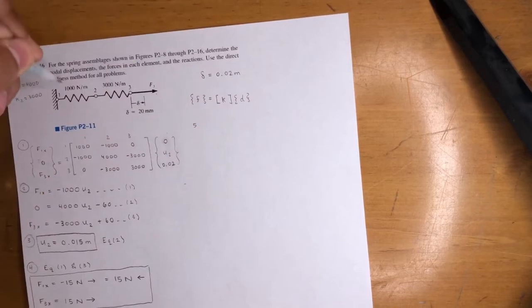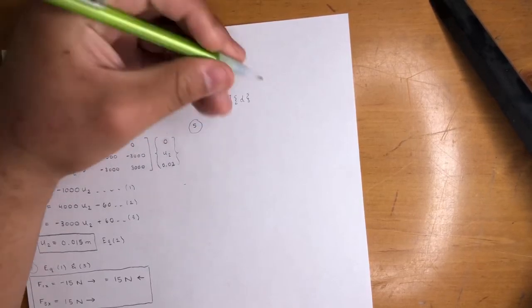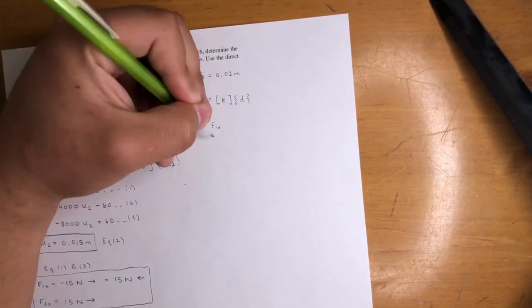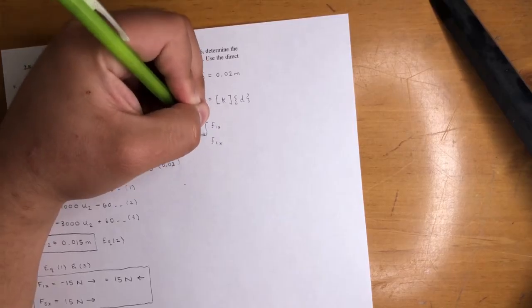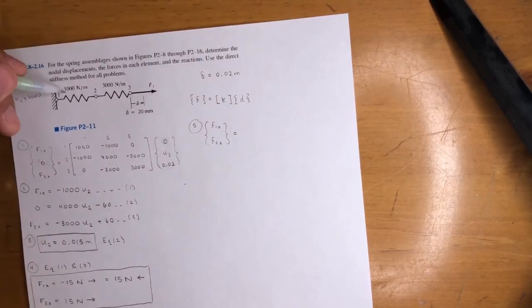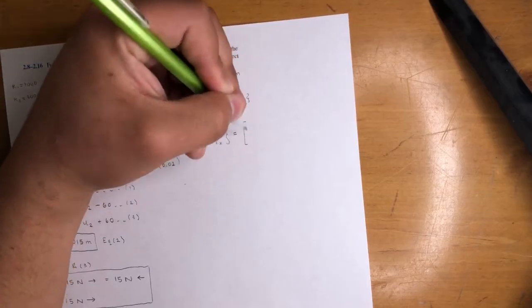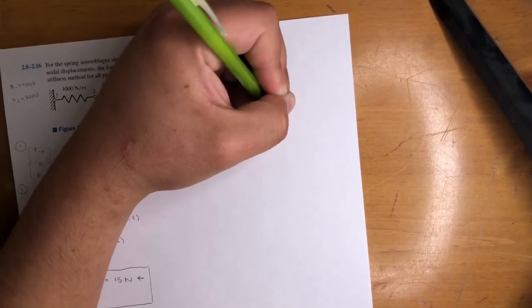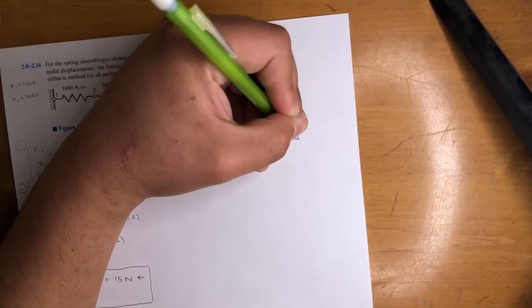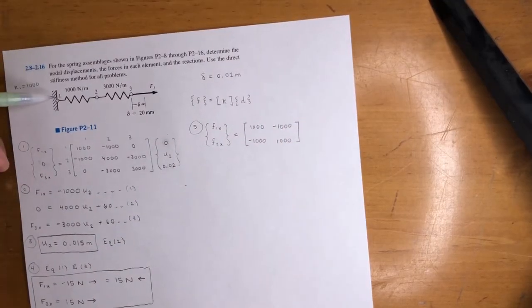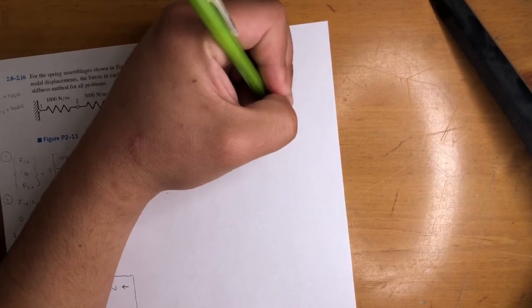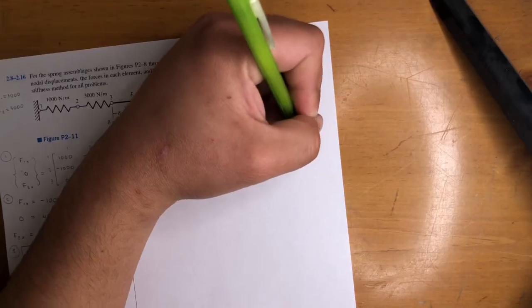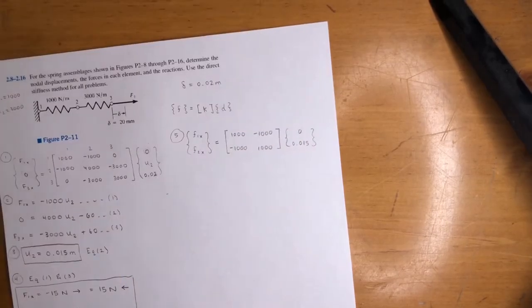We only have 2 springs, so that's why this problem didn't take too long. Now let's do the elements. So it's between nodes 1 and 2. So I'm gonna do F1x, F2x, and it's the first spring, so it's 1,000. So the matrix is gonna be a little 2 by 2, 1,000, negative 1,000, negative 1,000, and 1,000. And then again between nodes 1 and 2, so your displacement vector is U1, U2. U1 is 0, U2 is 0.015. That's what it looks like.